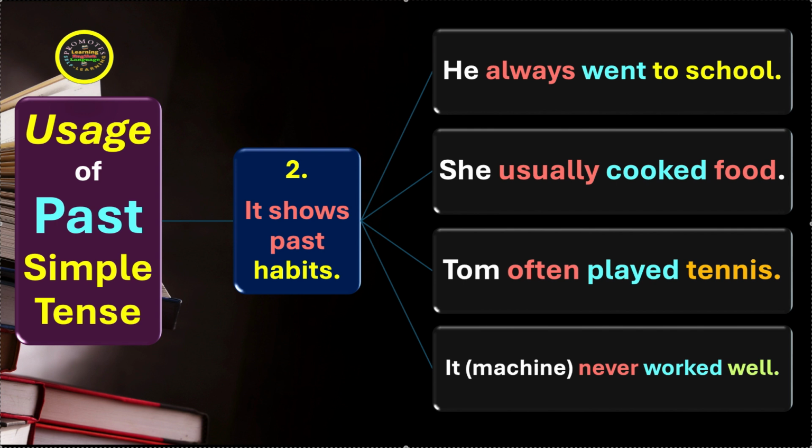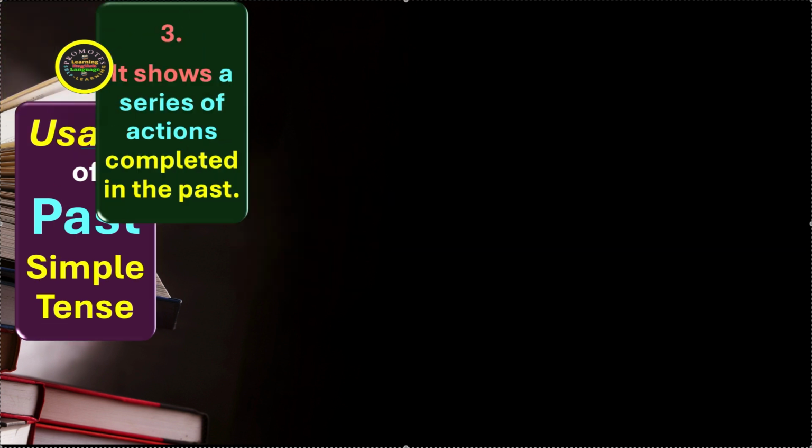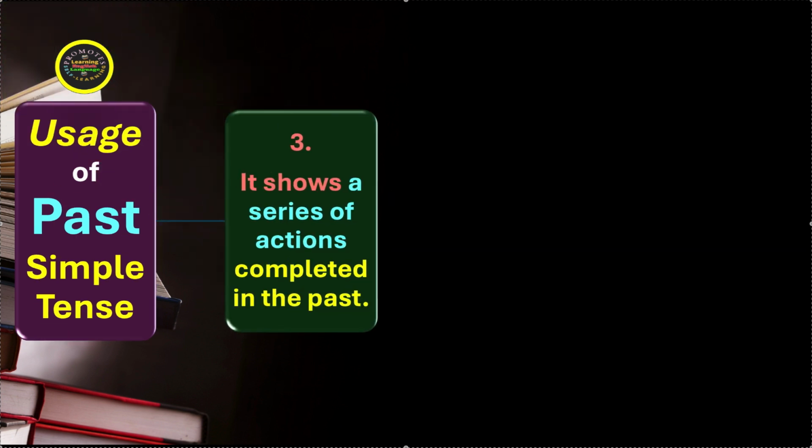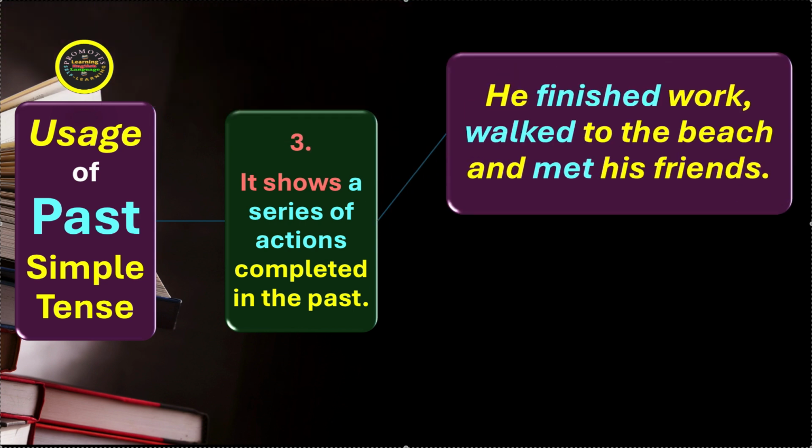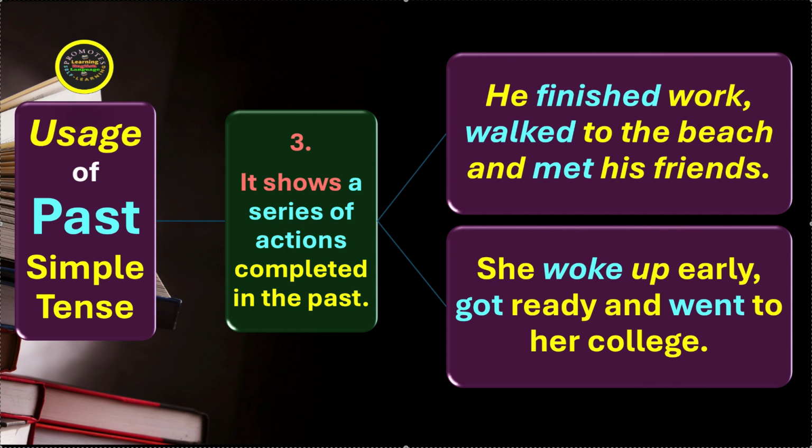We continue our discussion. Usage of past simple tense. And the third point is, it shows a series of actions completed in the past. How? Let's see the example. He finished work, walked to the beach, and met his friends. See how a number of connected actions took place in the past, and of course, actions finished in the past as well. We have another example. She woke up early, got ready, and went to her college. So you can see how a number of connected actions, a series of actions, several actions taking place in the past, one after another.